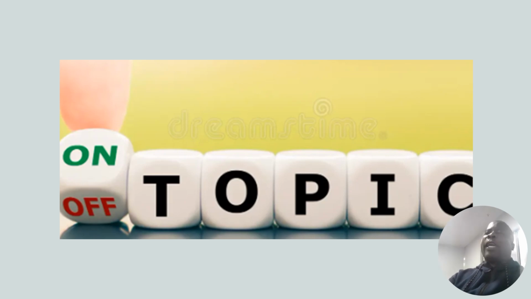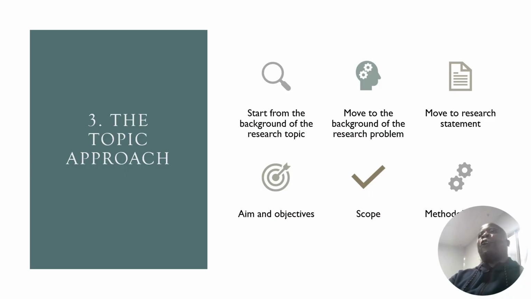Let's talk about the topic approach. I like the topic approach because this is one of the easiest methods that novices, those who are joining their master's level, can use. It's one of the most beneficial approaches, especially if you don't know anything about research. If you take it from the topic approach, you're going to see that you grow so quickly. So what are we doing here? Start from the background of your topic. That's where you start. Then you move to the research problem, then the research statement, then your aims and objectives, the scope, etc.